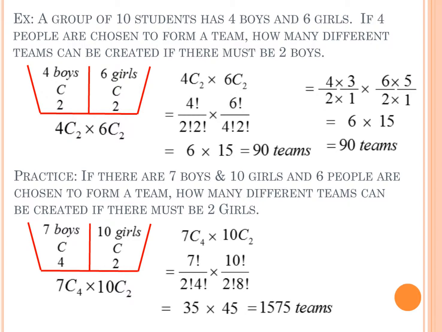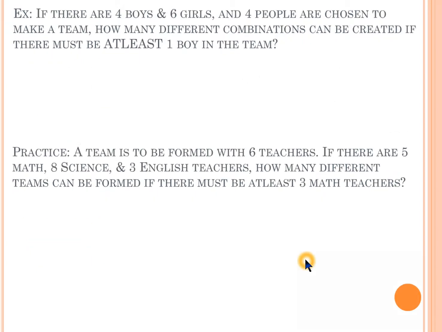All right, let's move on now. 2 more problems here. If there are 4 boys and 6 girls, and 4 people are chosen to make a team, how many different combinations can be created if there must be at least 1 boy in the team? So now the problem has changed a little bit. We must have at least 1 boy in the team.